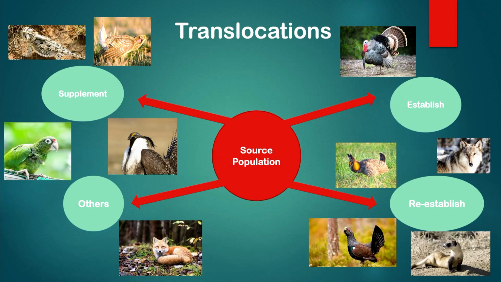The source population is where we take the birds from, as Kathy mentioned. Translocation is used many times to establish new populations, reestablish populations in historic areas, or supplement populations that exist right now, and that's what we did with Gunnison. And there are lots of other reasons.